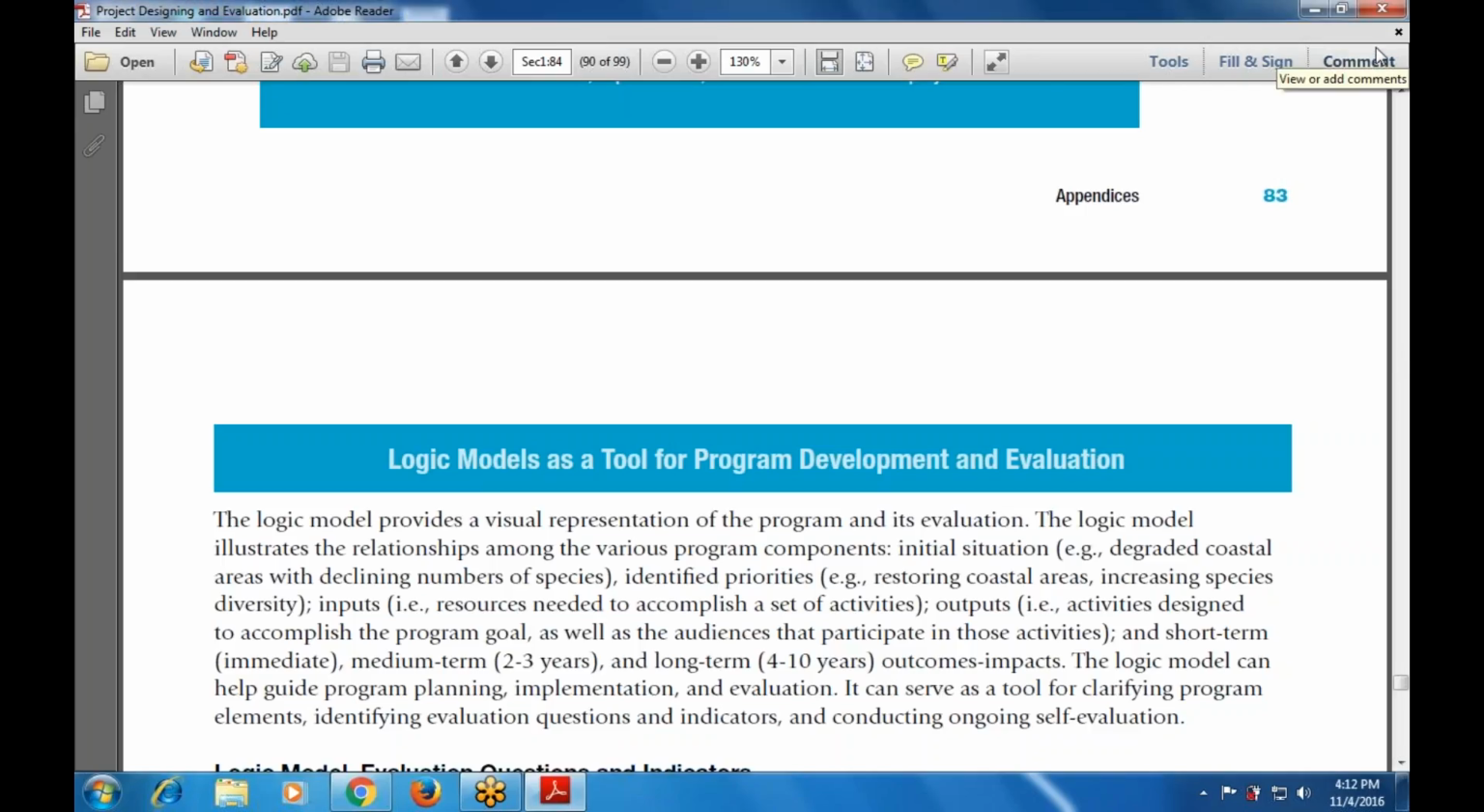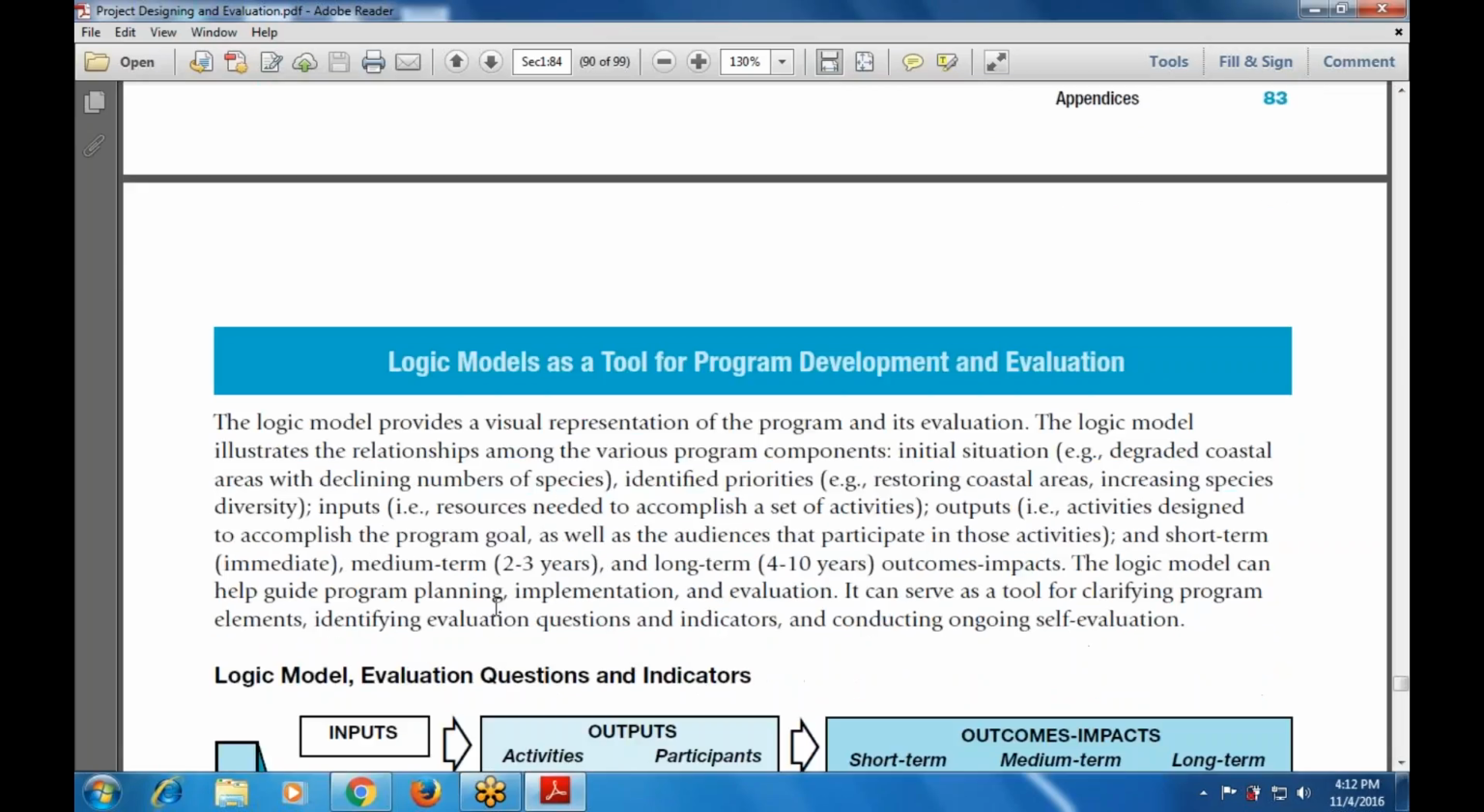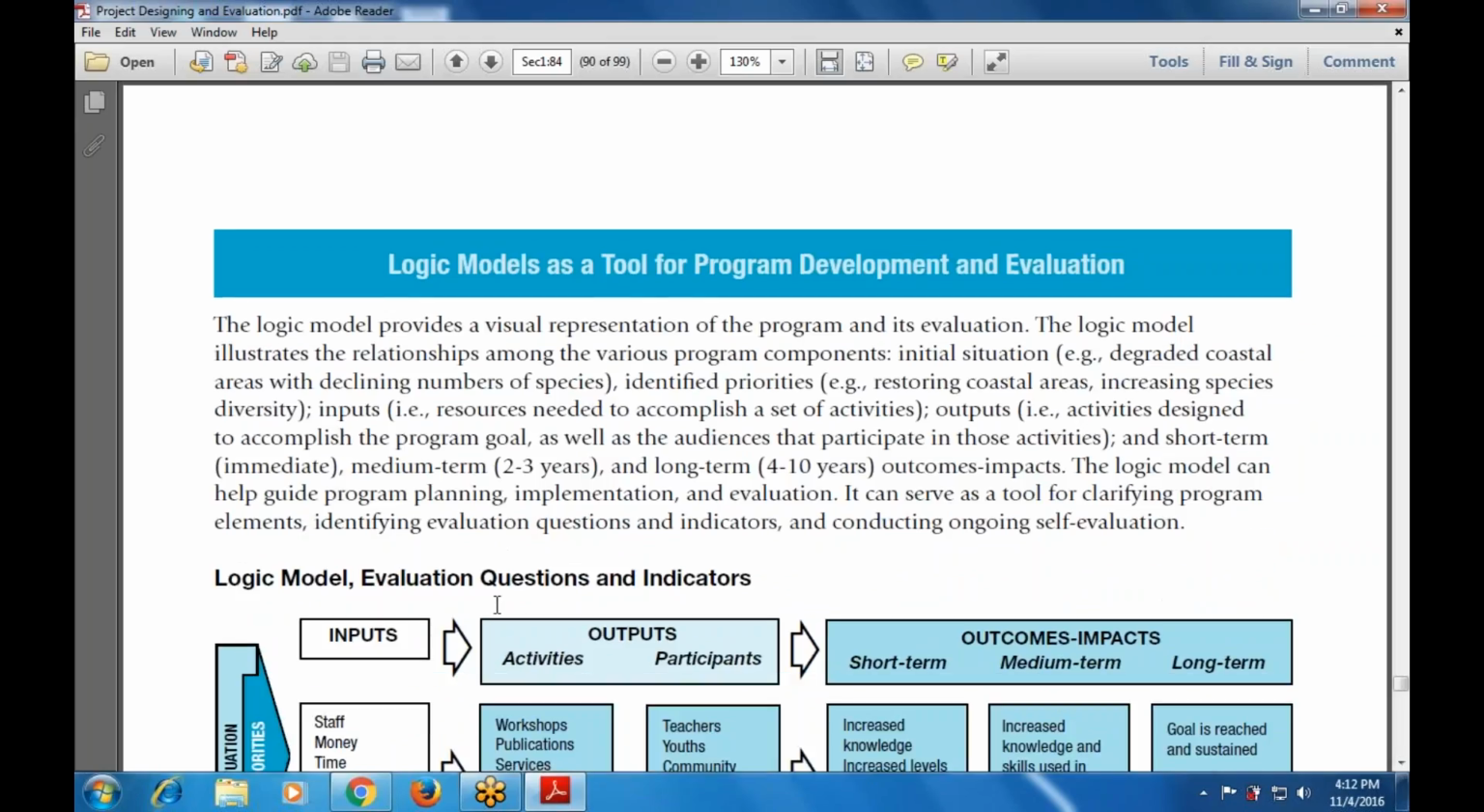And the logic model can also help to guide program planning, implementation, and evaluation. It can also serve as a tool for clarifying program elements, identifying the evaluation questions and indicators, and conducting ongoing self-evaluation. What are the various self-evaluation methods that are used with the logic model, with program development and evaluation?